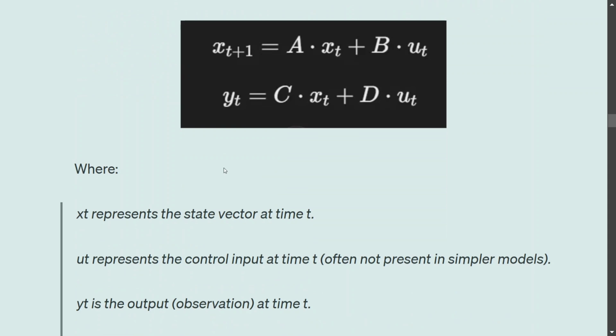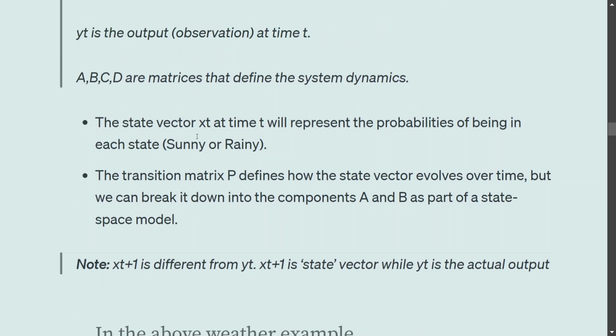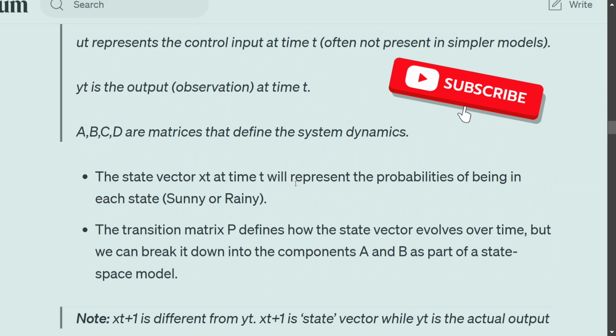As you can see, x(t+1) equals A into x(t) plus B into u(t). x(t) represents the state vector at time t. So t+1 is what would be the state vector tomorrow, if we consider the weather model again, and y is what would be the output tomorrow. These are two different things. x(t+1) is the state vector tomorrow, and y(t) is the actual output. The state vector x(t) at time t represents the probability of being in each state, that is sunny or rainy. So x(t) is basically the probability of sunny or rainy on that particular day.